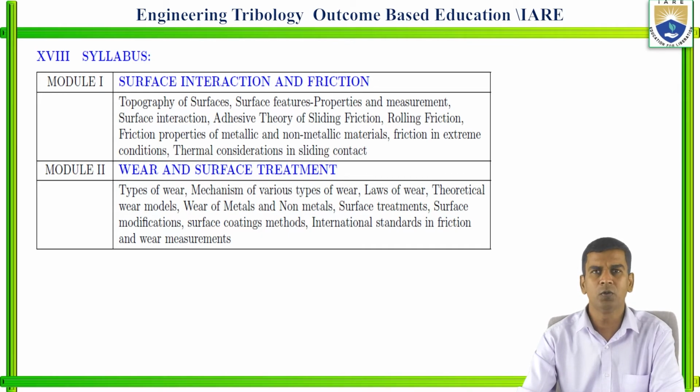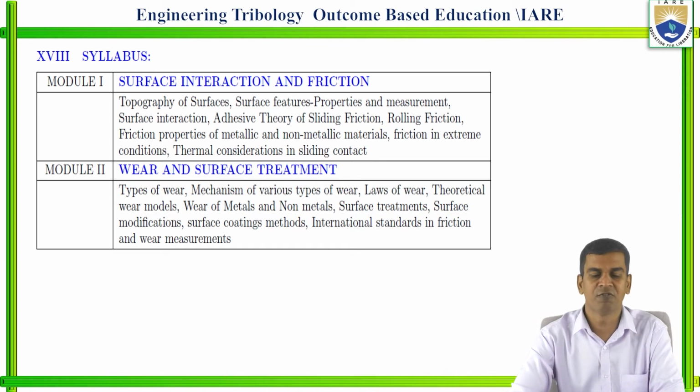In module 2, students will be studying about wear and surface treatment. In this unit, students will be studying about the types of wear, mechanism of wear, laws of wear, theoretical wear models, the wear of metals and non-metals, surface treatments and surface modification, surface coating methods, and international standards in friction and wear measurements.